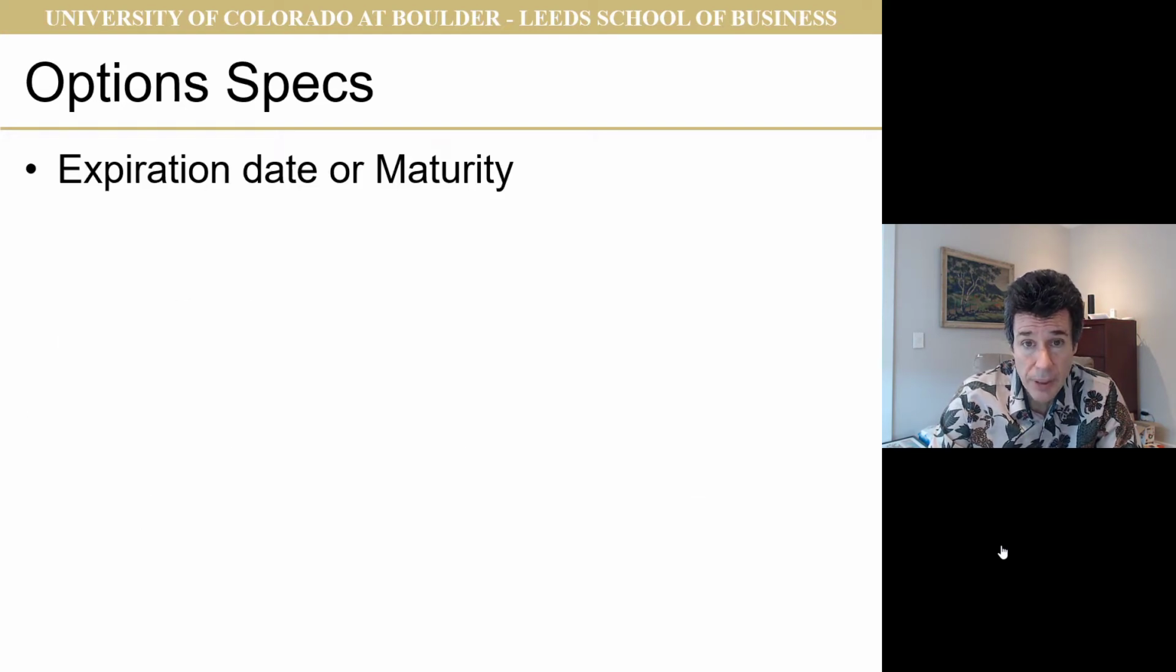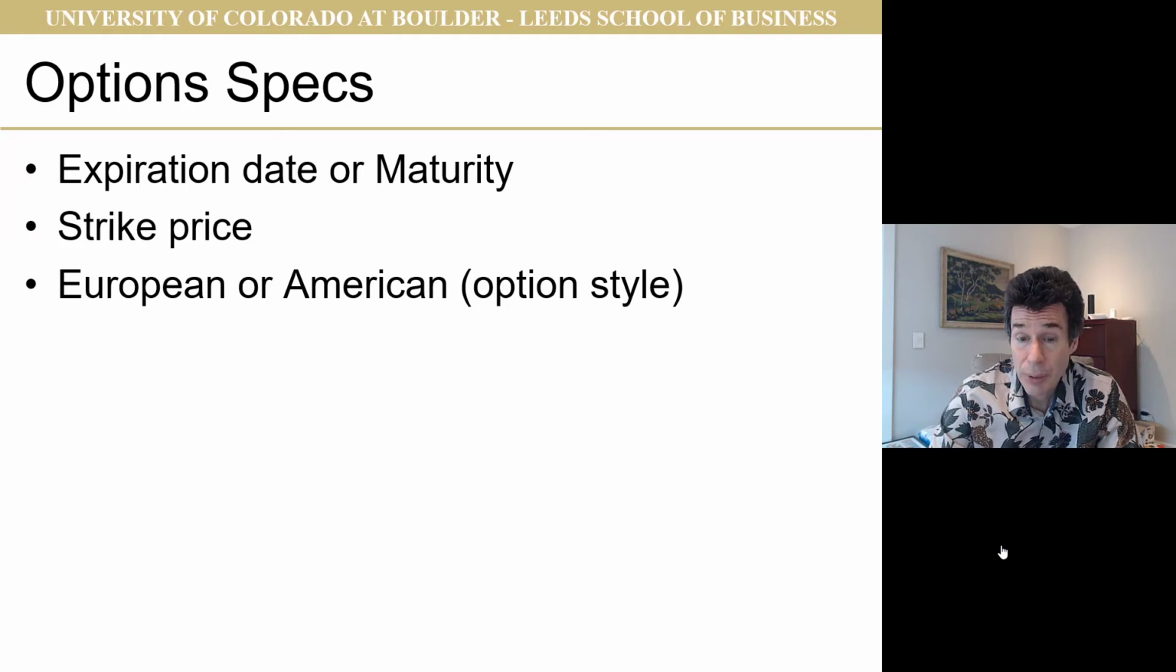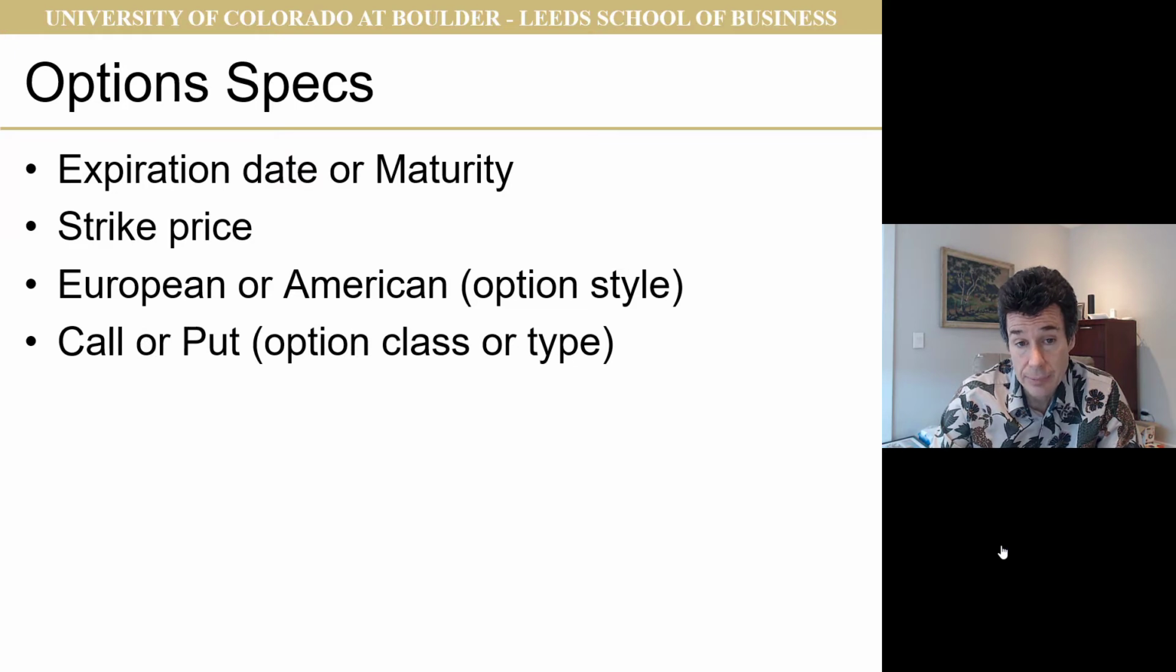So we have a bunch of specifications that we need to think about with an option. These are similar to those we've seen for futures and forward contracts. So options have expiration dates or maturities. When do they stop existing? They have a strike price, the price at which we agreed to buy or to sell. They are either European style, they mature on a single date and you can only exercise on that maturity date, or American style and you can exercise at any time. We have a call or a put. Call is the right to buy, a put's the right to sell.